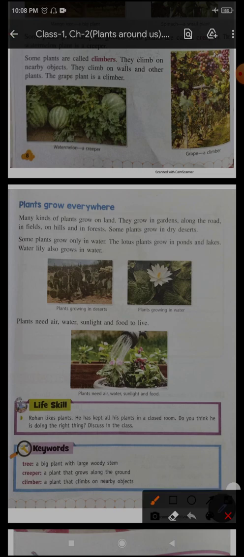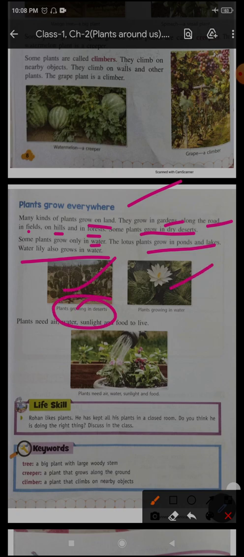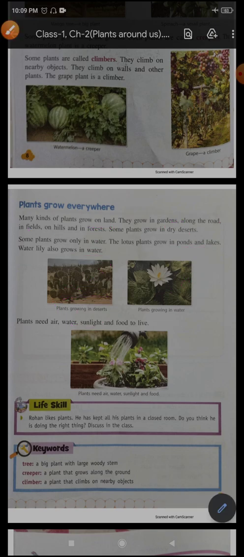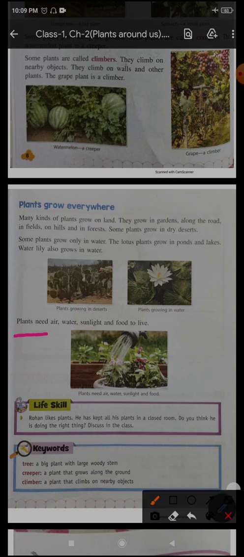Okay, so now let me read this paragraph for you. Many kinds of plants grow on land. Yes, they grow in gardens, along the roads, in the fields, on hills, and in forests. Some plants grow in dry deserts also. Dry desert because there is no rainfall. That's why it is called dry desert. Some plants grow only in water. The little plants grow in ponds and lakes, and water lily also grows in water. Here you can see in this picture plants growing in the desert, and here you can see plants growing in water.